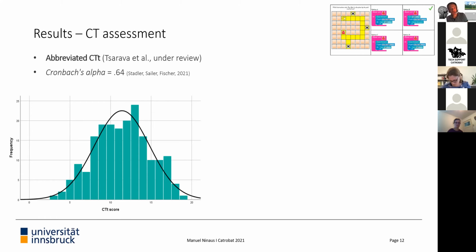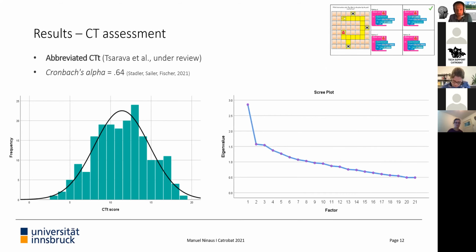Now, to evaluate whether the construct measured by the abbreviated CTT is unidimensional, we performed an exploratory factor analysis. Based on the scree plot and our exploratory factor analysis, the results substantiated a one-factor solution, which is more or less in line with the results reported by Roman Gonzalez for the CTT with 28 items in 10 to 16-year-old students, but also similar to results on the unidimensionality of the CTT that have been reported by other researchers in the field.